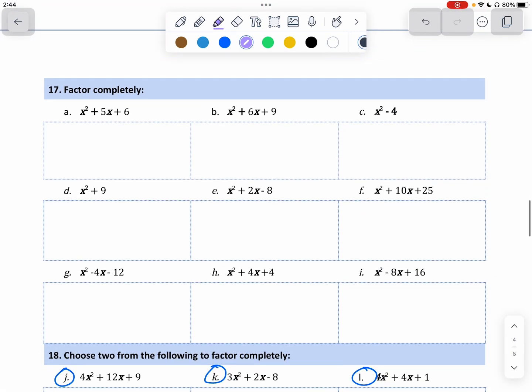And then going on with these three, I'm going to go through these pretty quickly because the video is getting a little long. But I need 6, 5, that's going to be 2 and 3. We just did this one. And this is two numbers that multiply to give me 9 that add to give me 6. It's going to be 3 and 3.